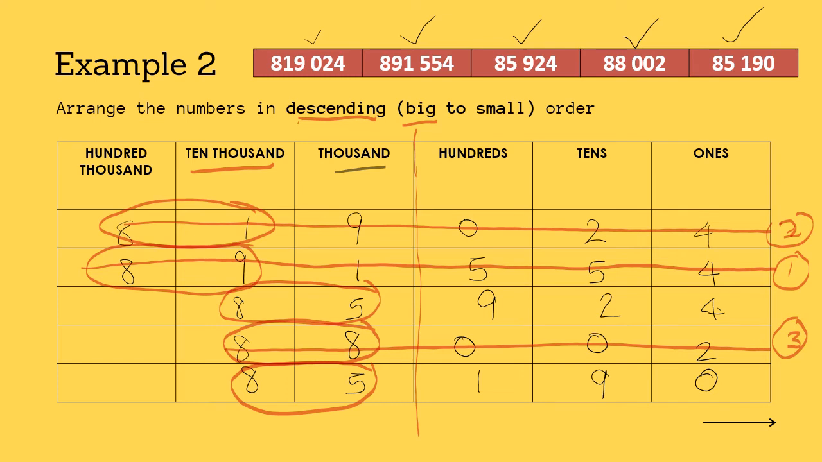Next, we are comparing these two numbers, 85 and 85. We can't really compare them because they are the same. So moving on to the next place value, which is hundreds. So we have 9 and we have 1.